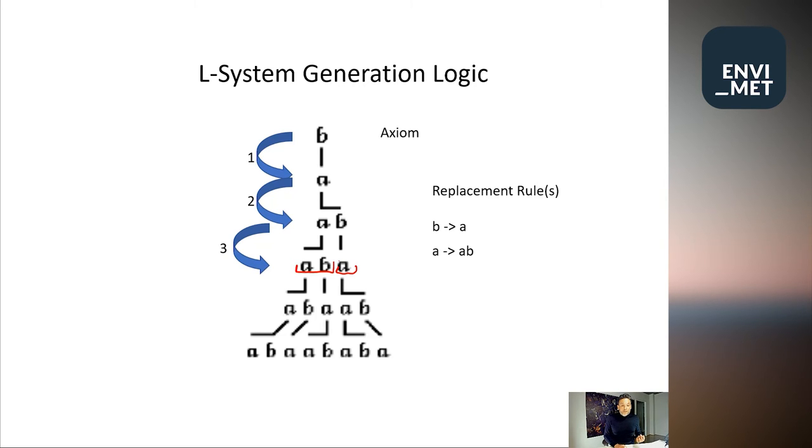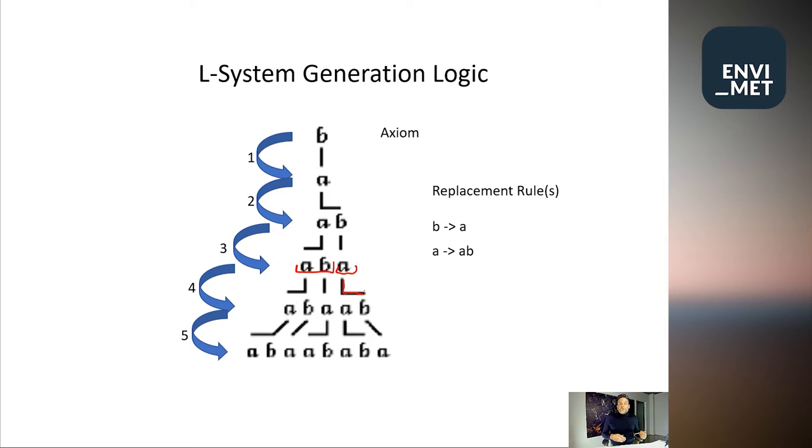Then again, in the fourth iteration, the same rules apply. The letter A is replaced by AB, the letter B is replaced by A, and the letter A, this third letter here, is then replaced by AB. And it goes on and on.